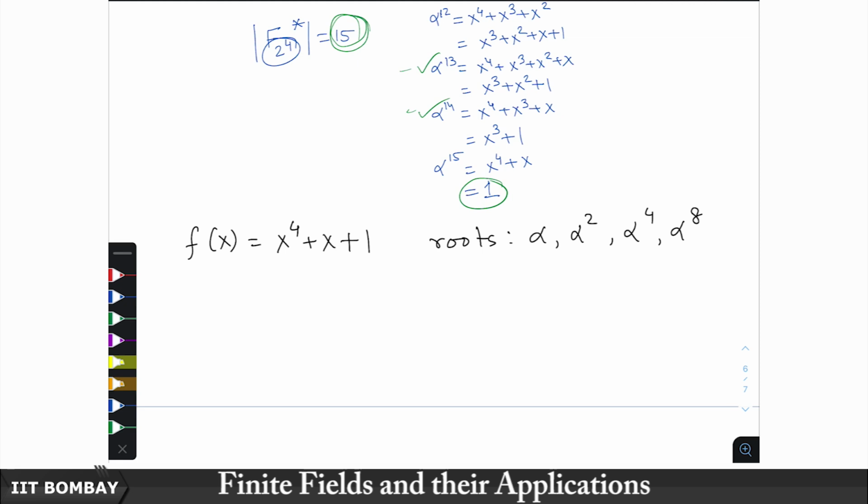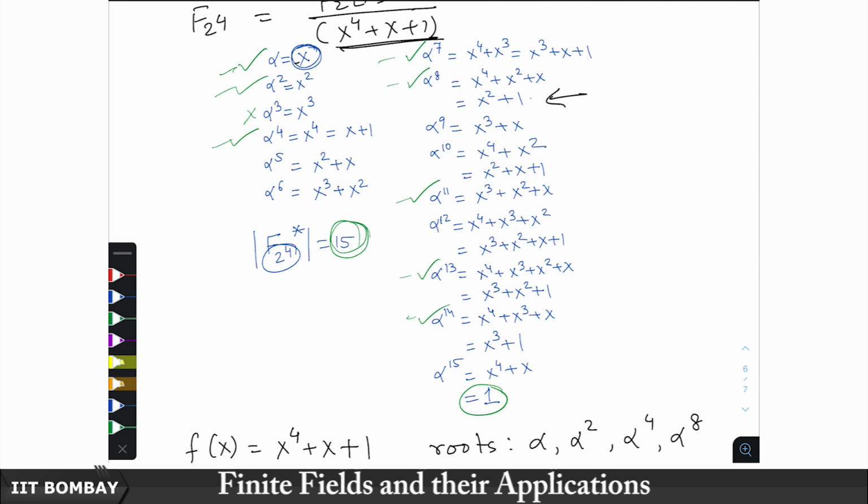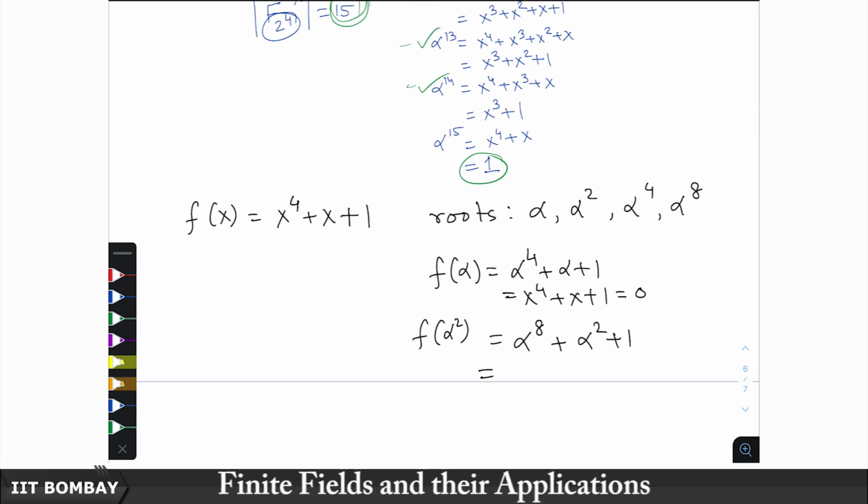Now, let us verify this. Let us take f of alpha. This is alpha^4 + alpha + 1, which is the same as x^4 + x + 1, which is 0 modulo x^4 + x + 1. f of alpha squared is alpha squared to the power 4, which is alpha^8, plus alpha squared plus 1. Now, what is alpha^8? We can see here alpha^8 is x squared + 1, and alpha squared is x squared, so x squared + 1 plus x squared + 1 is 0.